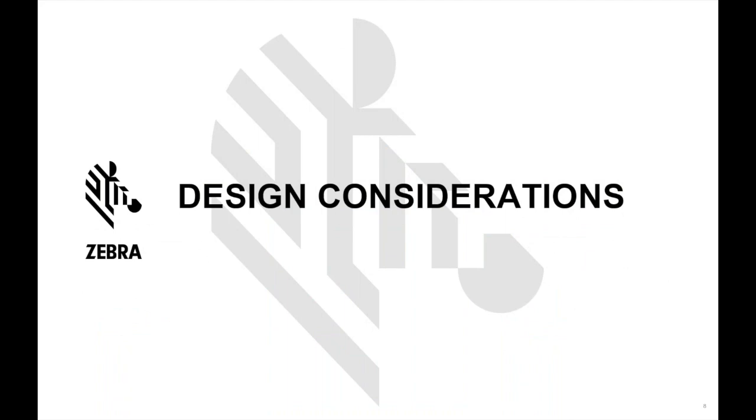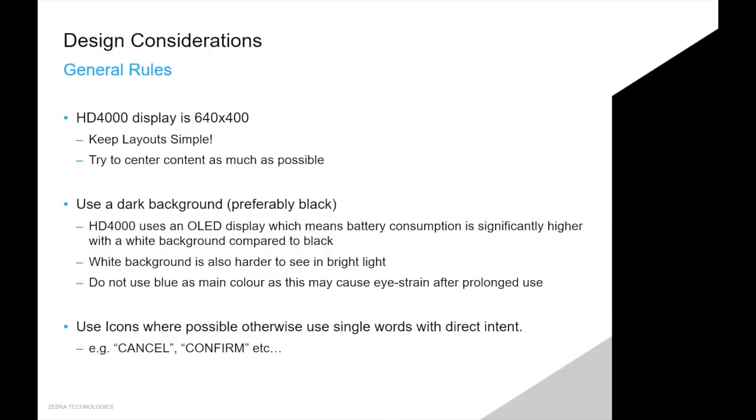So let's go straight into then some design considerations that you should keep in mind when designing screens to display on the HUD. So first things first, then some general rules. As Ian's just mentioned there, the HD4000 or the HUD display is 640 by 400. So the key here with your layouts and your designs is you want to keep them simple. In addition to that, you want to also try and center the content as much as possible, so it's as easy for the operator to see as possible.